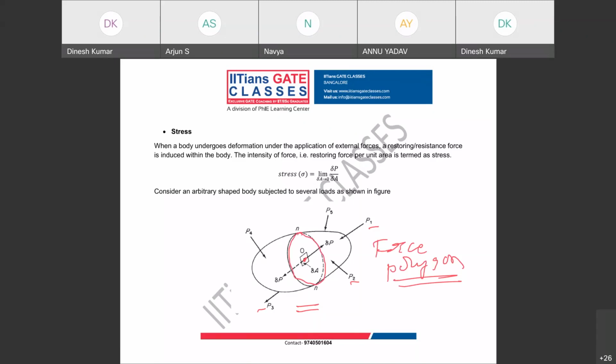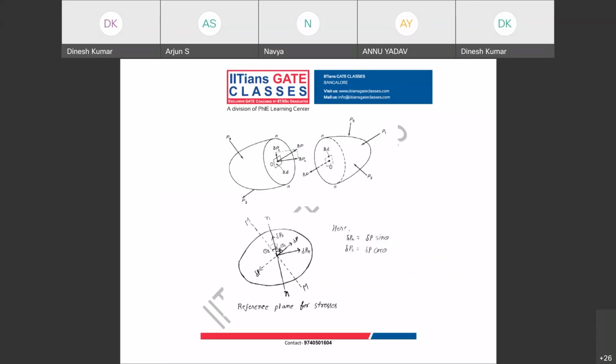Okay, so in this particular case, we have cut this arbitrary shaped body by a plane NN passing through this point O. If you see the free body after making the cut, it looks like this. You can see there is a resultant force delta P acting at point O. On the opposite side also there is a resultant force delta P, because this is in equilibrium. Now you can see this delta P is making some angle theta with this plane. So there is a normal force and there is a shearing force.